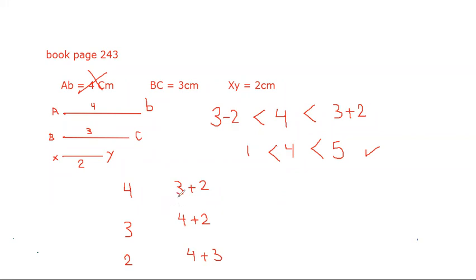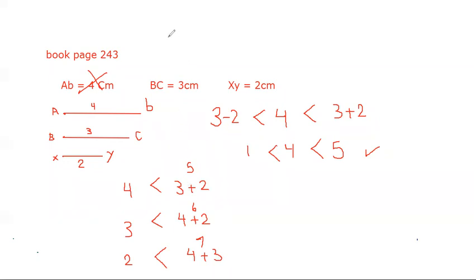Could you please tell me the answers quickly? 3 plus 2 will be how many? 5. 4 plus 2 will be 6. 4 plus 3 will be 7. If I want to put a sign between them to make it an inequality, 4 is less than 5, 3 is less than 6, 2 is less than 7, which means the sum of any 2 sides is greater than the third side.